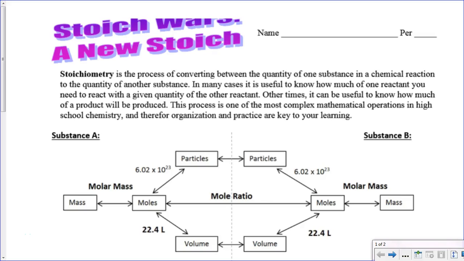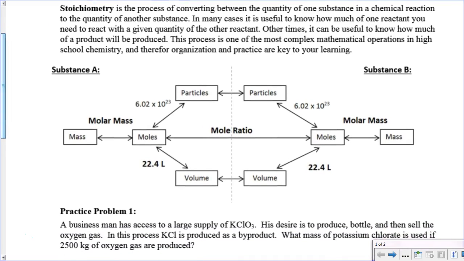In this video, I'll be discussing the worksheet Stoich Wars, a New Stoich. This worksheet is a basic introduction to the process of stoichiometry, where we do full stoichiometry problems. The last worksheet we were just working with mole conversions and using the mole ratio. This one combines everything that we know from the last unit with that mole ratio that we just learned, and it creates some pretty long conversion problems.